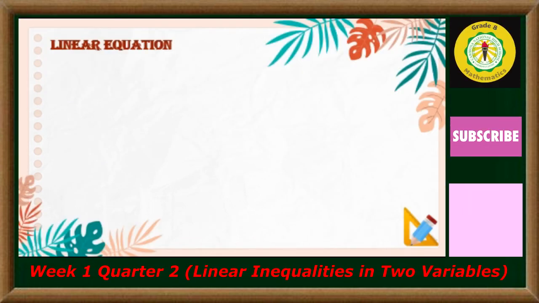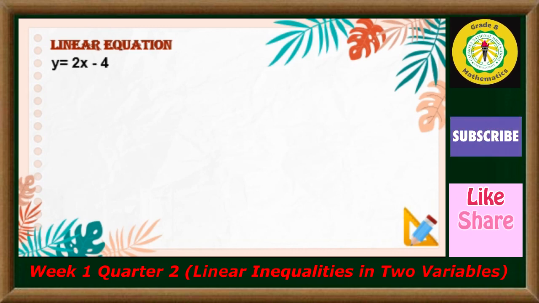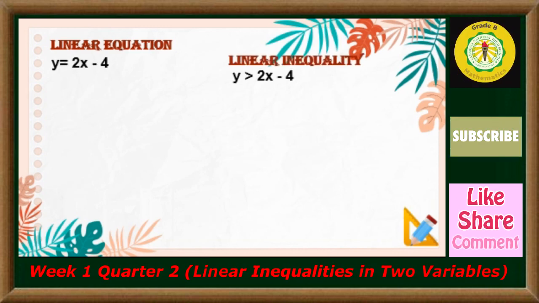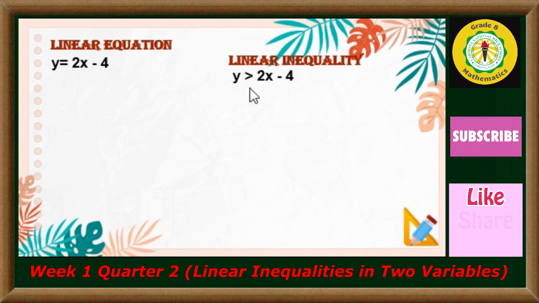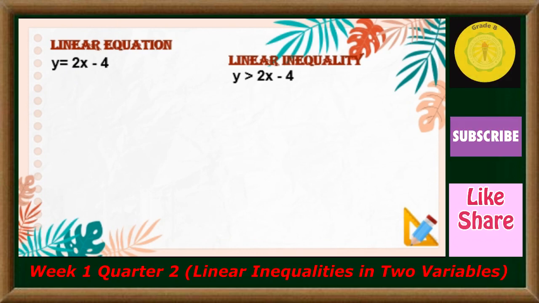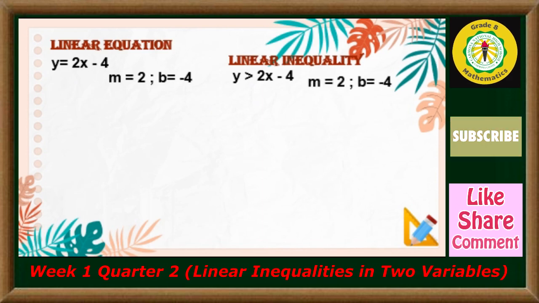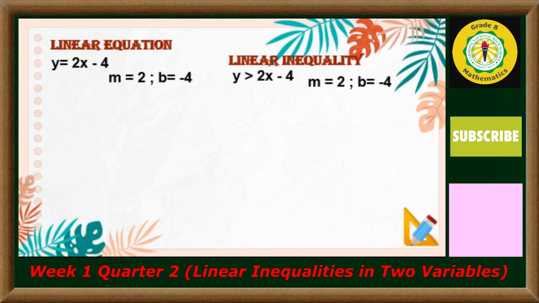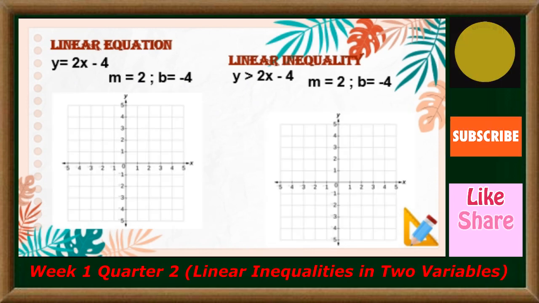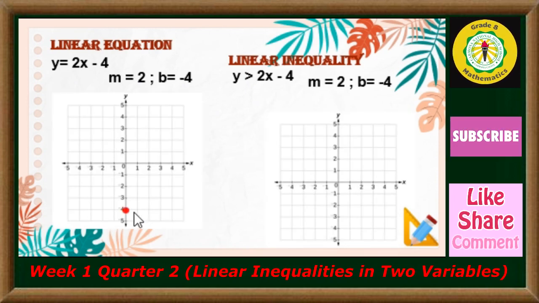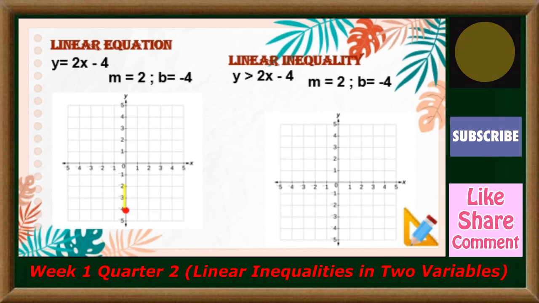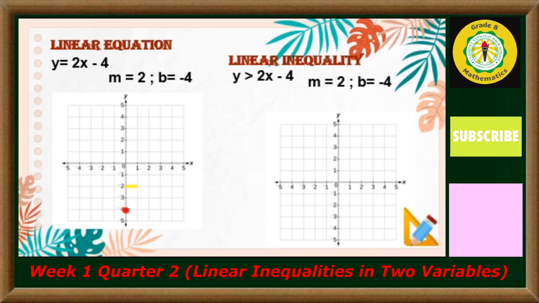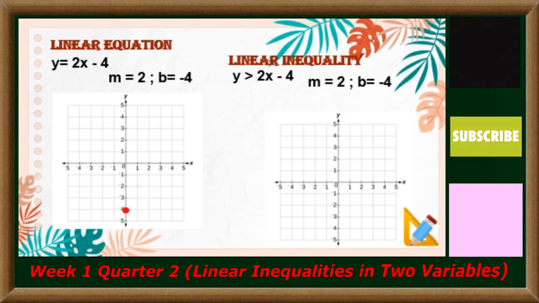Let's take an example. For a linear equation, we have y equals 2x minus 4. Linear inequality, y is greater than 2x minus 4. So observe the two given examples. Here we use the equal symbol, and then here we use the greater than symbol. For the slope and the y-intercept, as you can see here, we have the same value for the slope, which is 2, and the y-intercept, which is -4. Now let's graph. So we have here -4 for the y-intercept, and for our slope, which is 2, the rise is 2 and the run is 1.